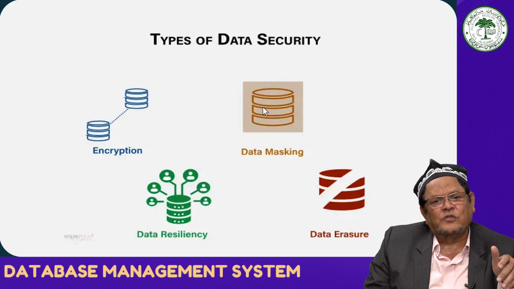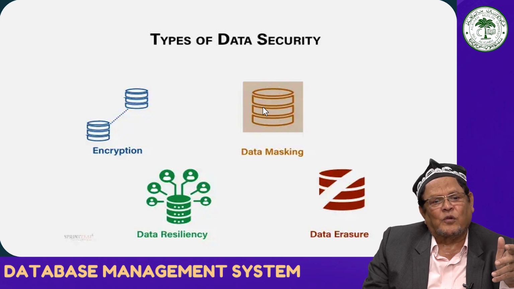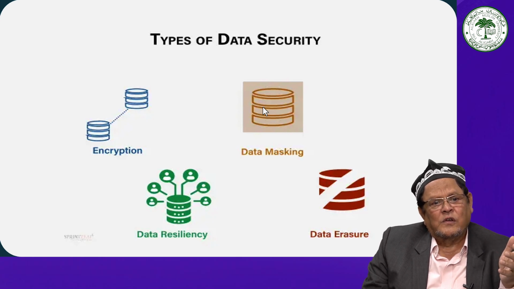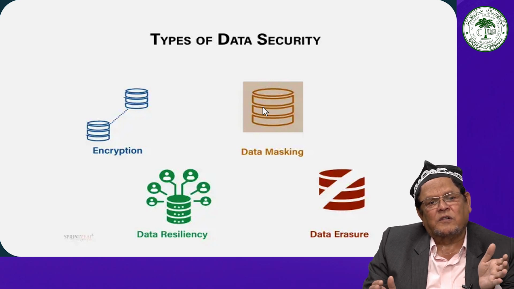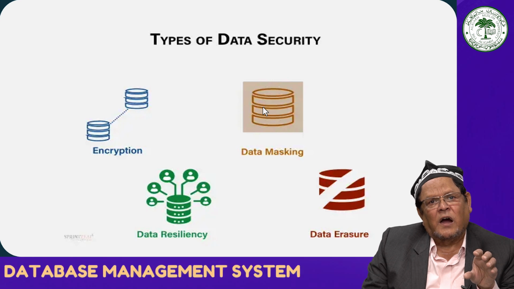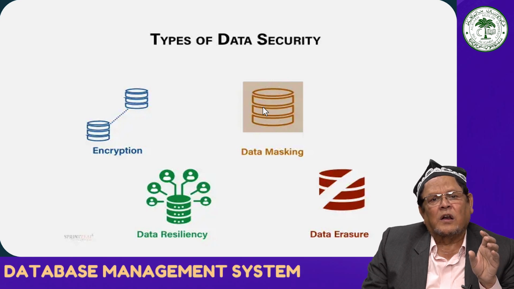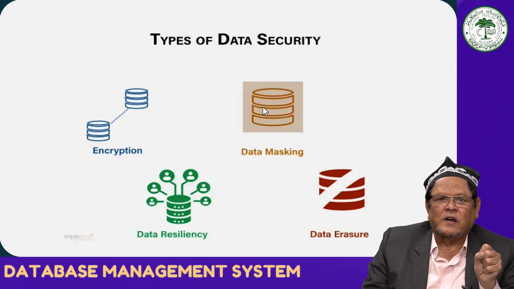Then the next topic is types of data security. What are the types of data security available? There is encryption. Already you know encryption is converting data into a safe mode. There is some plain text, you convert it by keys, and then you decrypt it by some algorithm so that unauthorized persons are not able to retrieve our data.